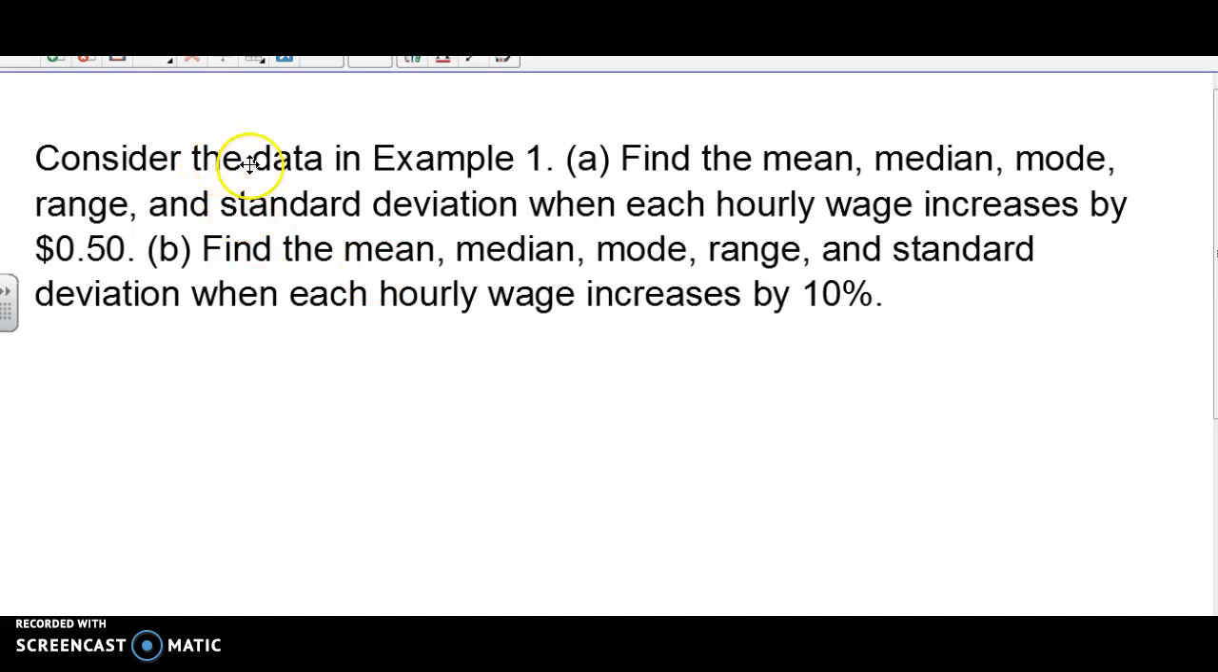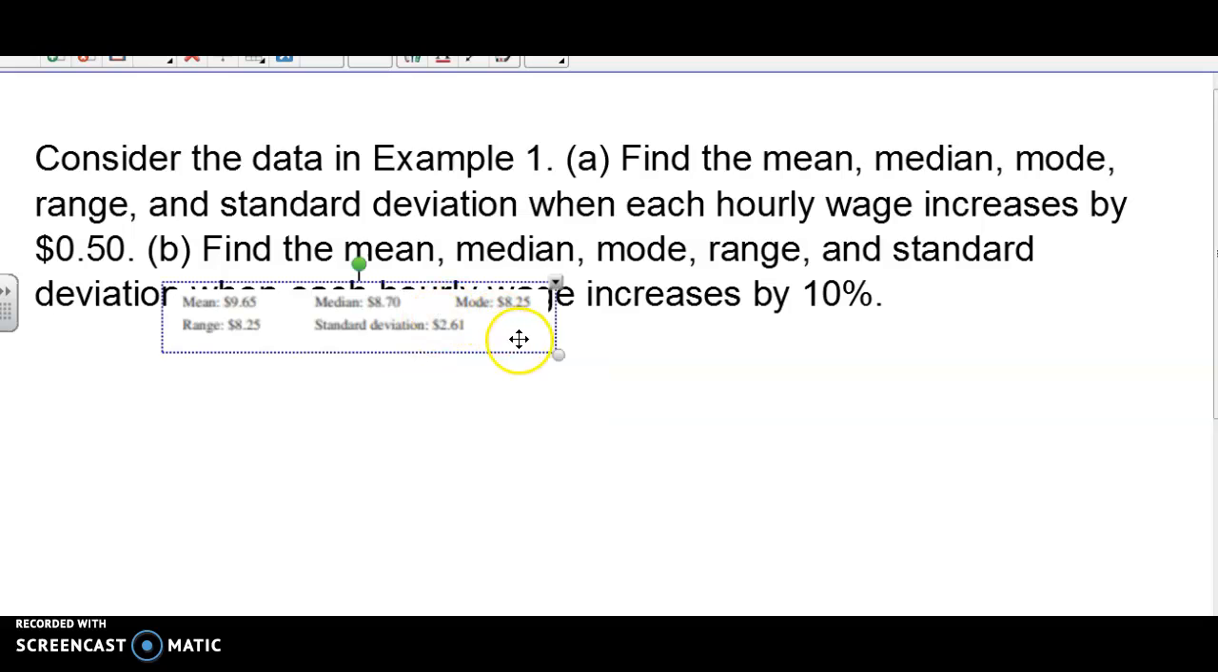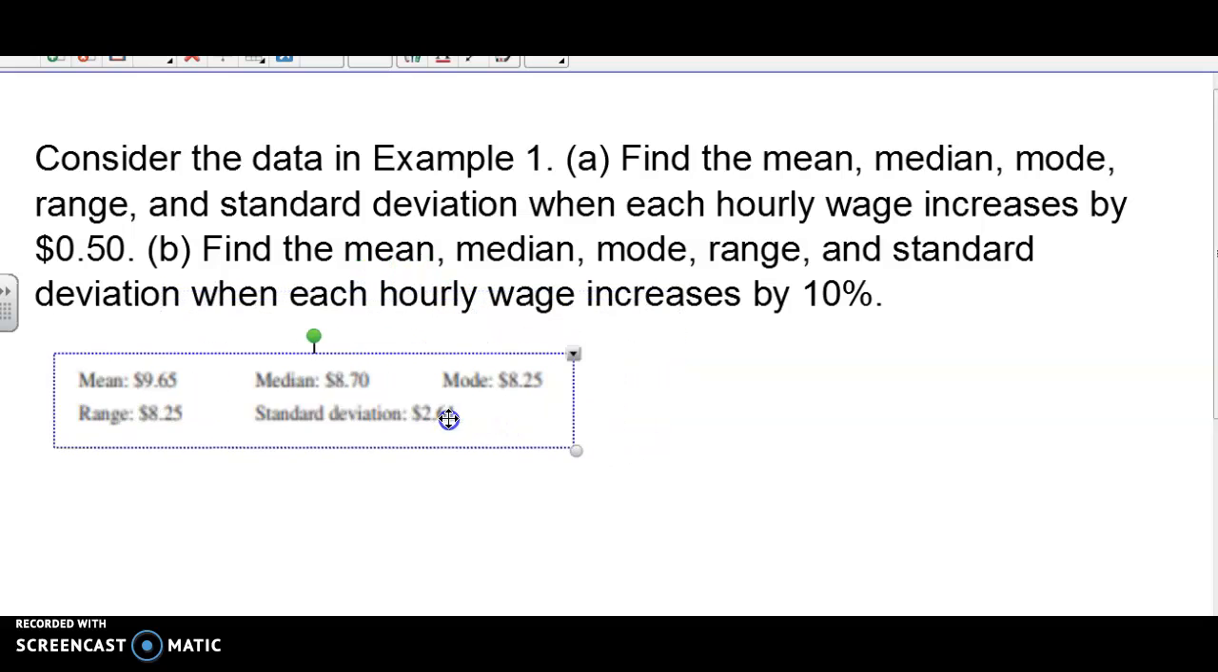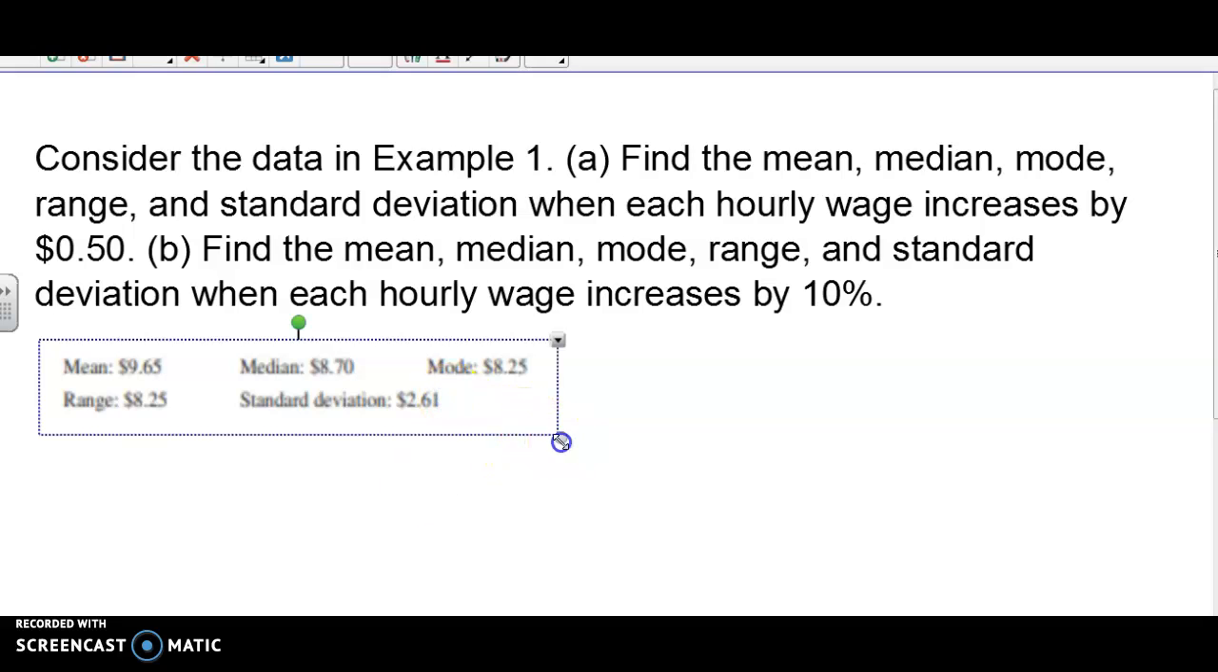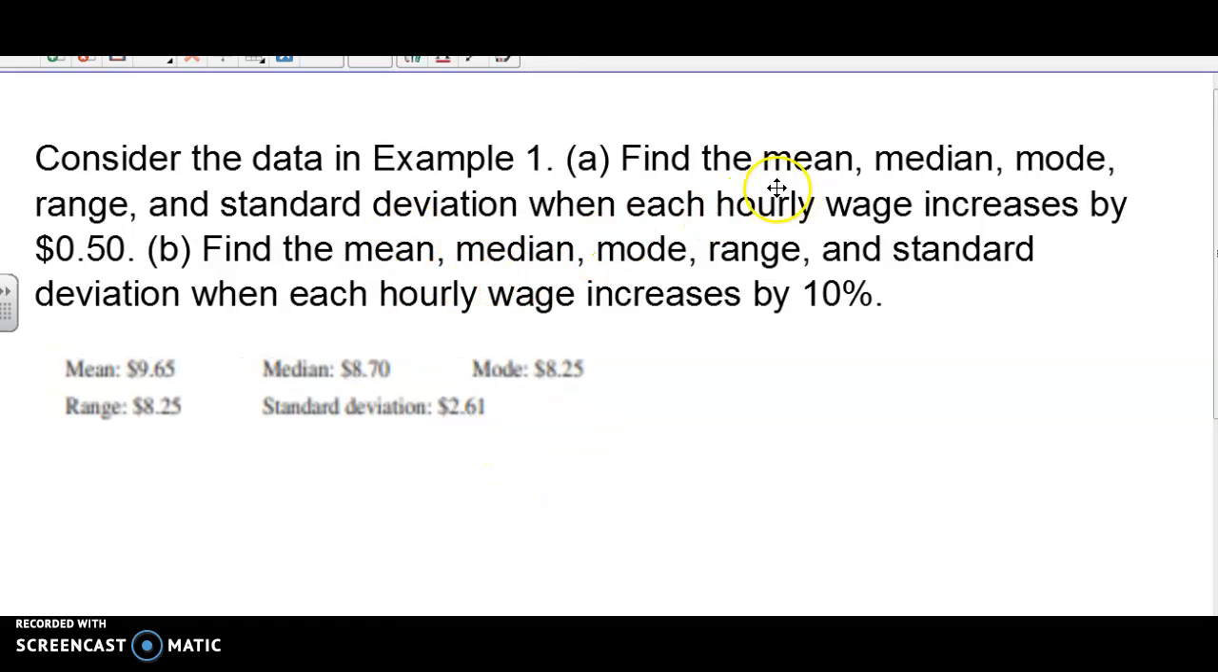Alright, so here it says consider the data from example 1. I have copied and pasted that, though it's kind of hard to see here. It says find the mean, median, mode, range, and standard deviation when each hourly wage increases by 50 cents. Basically they're saying that we're going to add 50 cents to all the pieces of data that we had originally. So what would this change? If you're adding 50 cents, all that's going to happen is it's going to change your measures of center, which are your mean, median, and your mode.